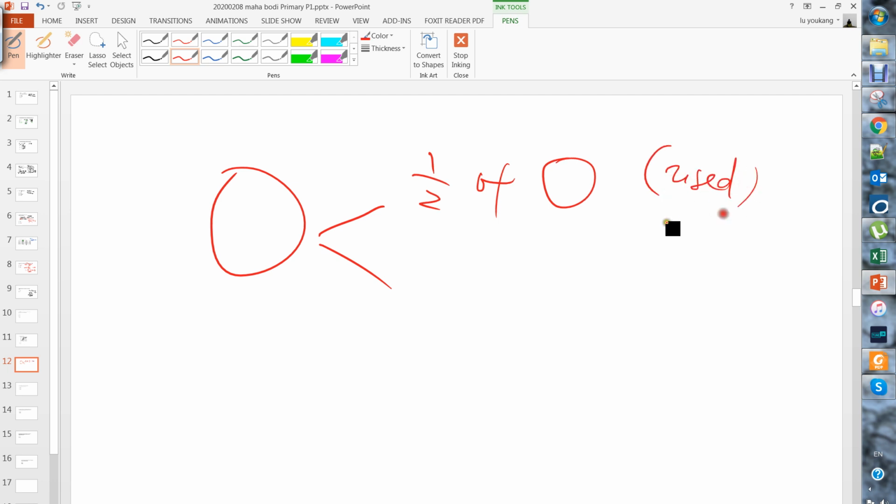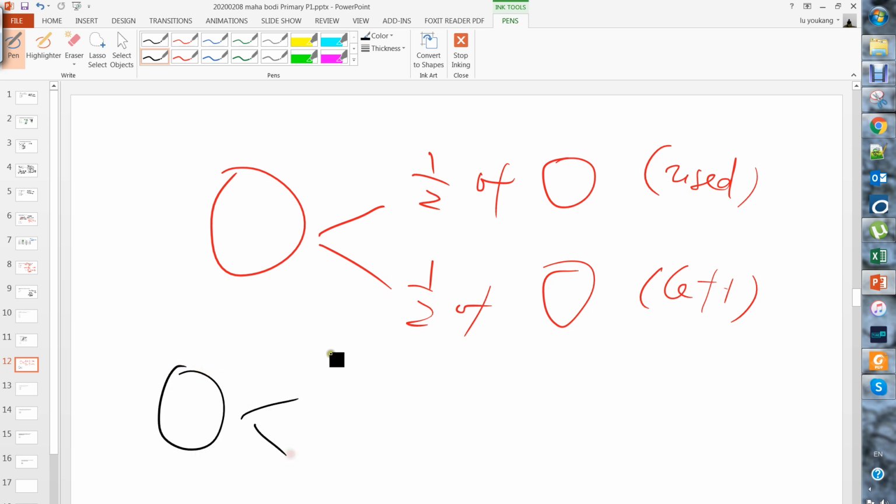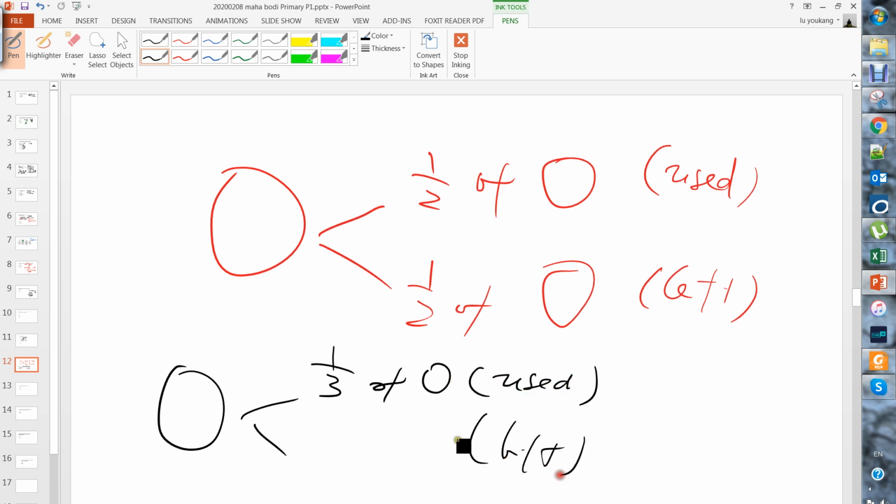We always talk about this. Half of the ball is used, then what is left? You start with a ball, half of the ball is used, how much is left? 1/2. 1/2 of the ball is left, right? Next. You start with a sum of money, 1/3 of it is used, how much is left? 2/3. Very good. So this is the branch method we always use.